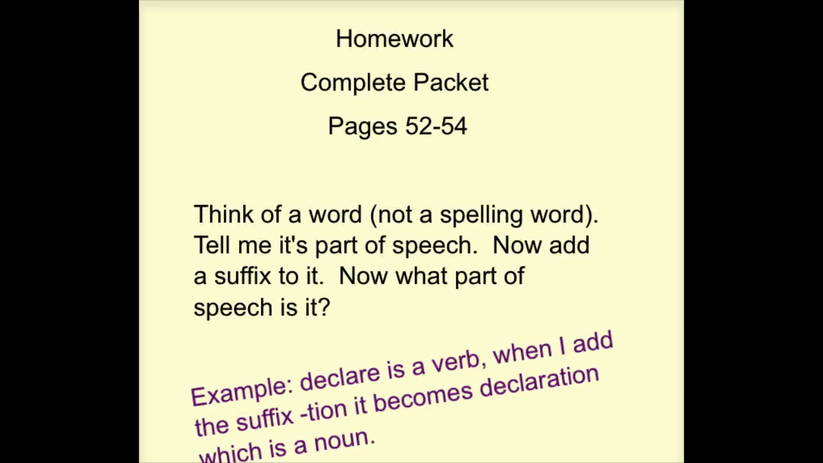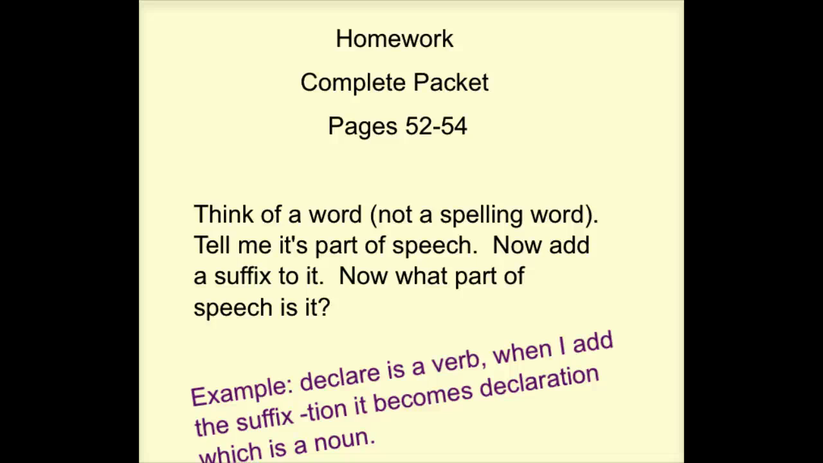Homework will be to complete the packet, pages 52 to 54, and our secret message this week is for you to think of a word, not one of our spelling words. Think of a word. Tell me its part of speech. Now add a suffix to it. Now what part of speech is it?